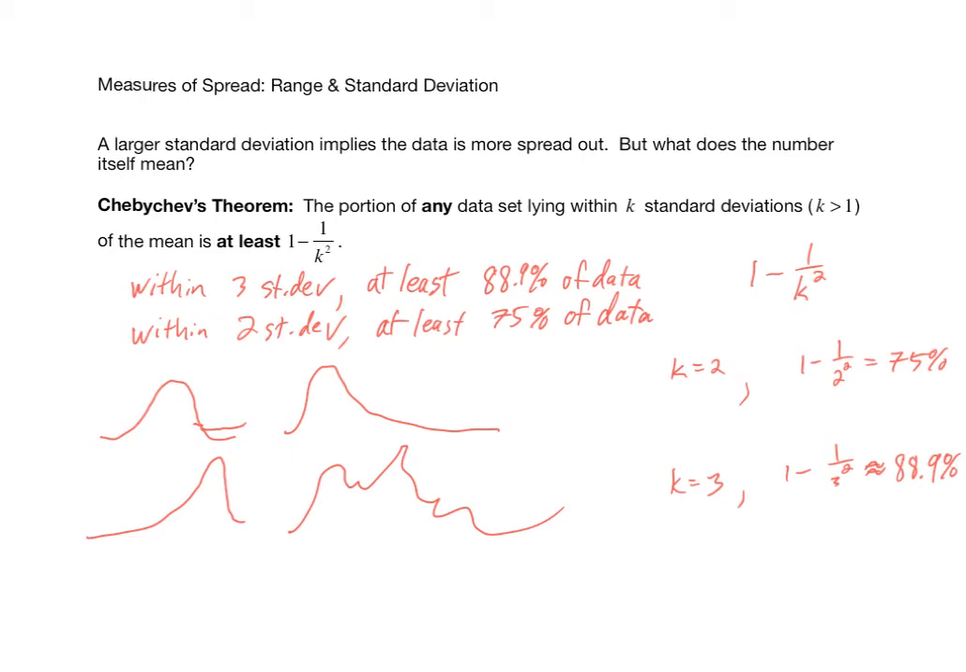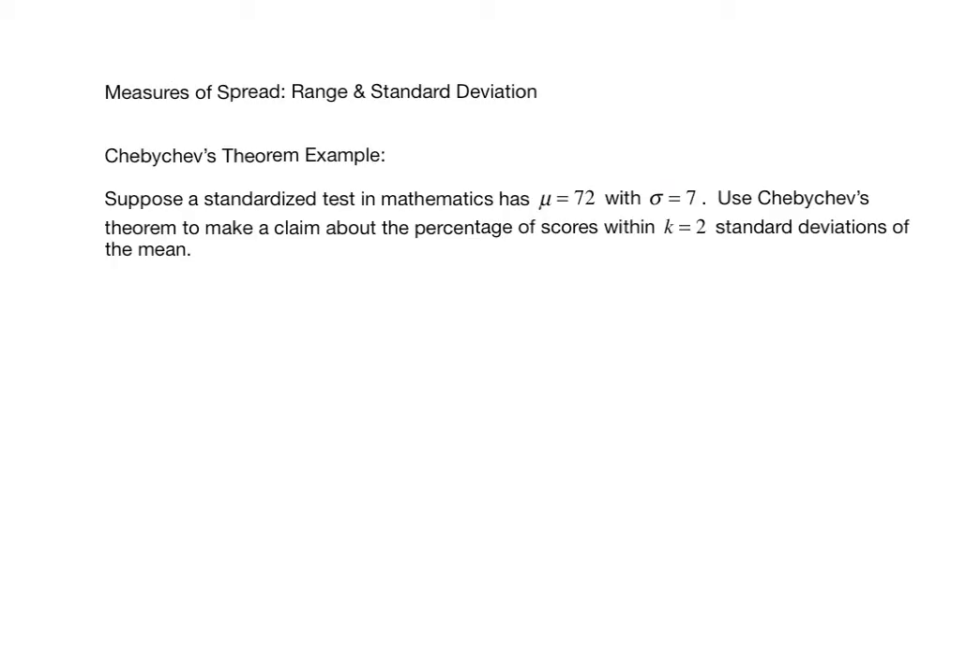Let's actually now see what this looks like in application. So what can we say with Chebyshev's theorem? Suppose a standardized test in mathematics has mu equals 72 with sigma equals 7. We want to use Chebyshev's theorem to make a claim about the percentage of scores within k equals 2 standard deviations of the mean. And notice it says nothing about how the data is distributed. Maybe it's symmetric, maybe it's skewed left, maybe it's skewed right, maybe it's none of those. Remember, Chebyshev's theorem applies to any data distribution, so we don't even need to know that.